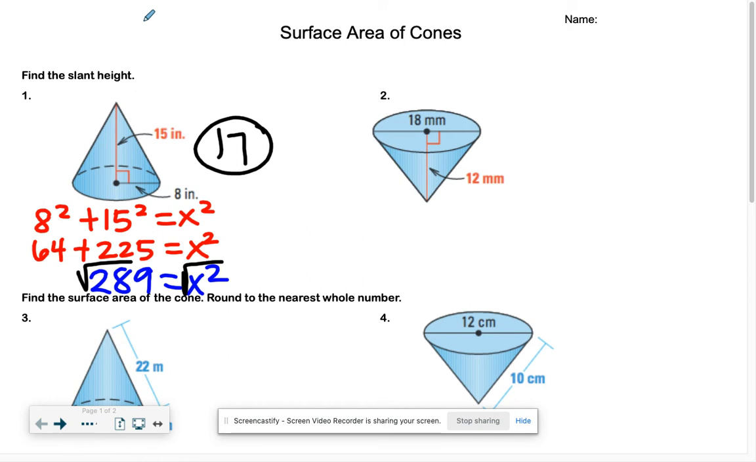On number 2, we're gonna have 12 squared, but what's this length right here? That's a right angle, right? What's this length gonna be? 9. It's not 18, it's 9. So we do 9 squared. No, because we're just finding the slant height on these. We're not even plugging in for surface area.